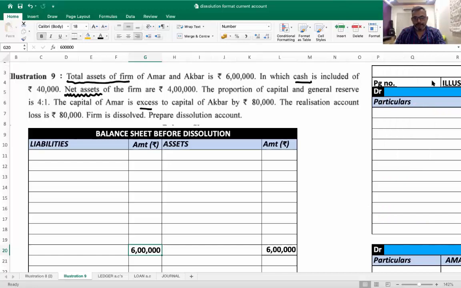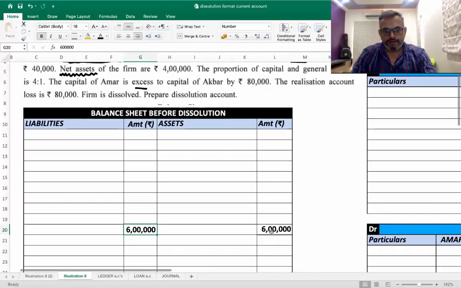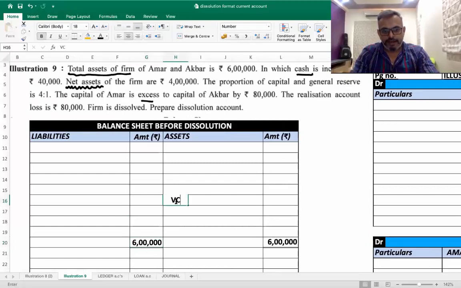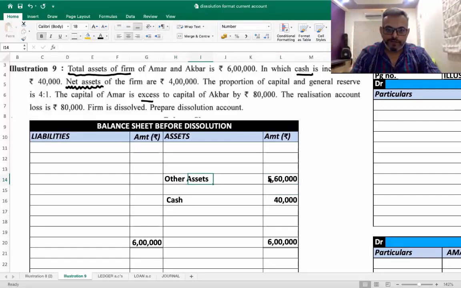Now while we are preparing the new balance sheet, we know assets are 6 lakh. In those assets, cash is 40,000. So what about other assets? Details are not given, but it will be 6 lakh minus 40,000, 5 lakh 60,000. So this includes fixed assets and maybe other current assets. Okay, then let's go on the liability side.